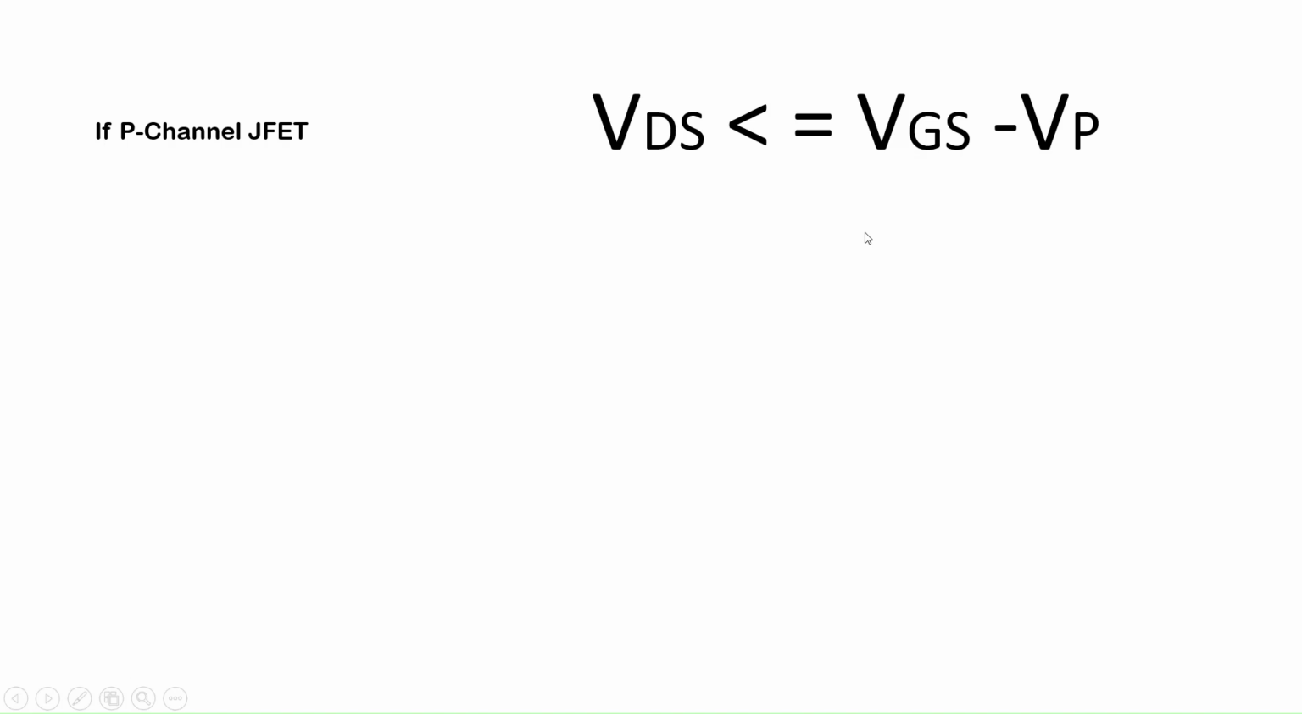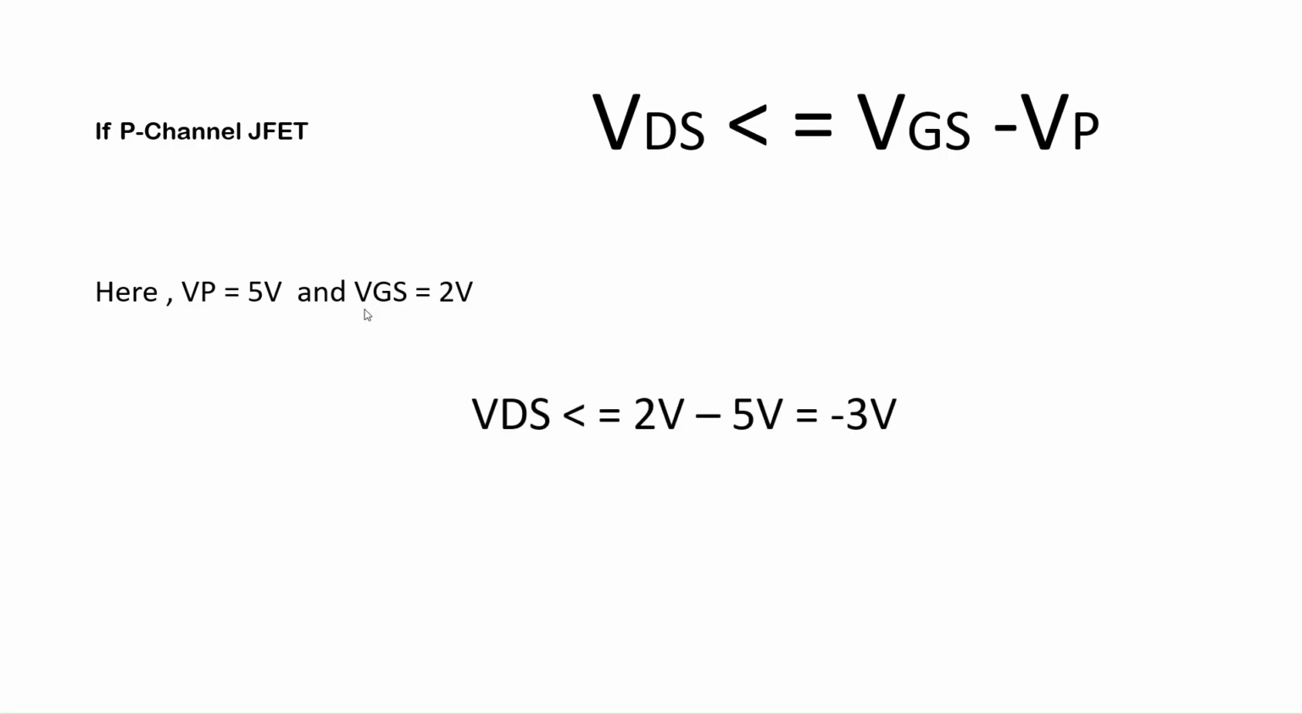Let us go through one example. Here we are considering VP, the pinch off voltage, as 5 volts and the gate to source voltage as 2 volts. Then what is the value of VDS that will push this JFET into saturation? Let us plug these values into the formula.